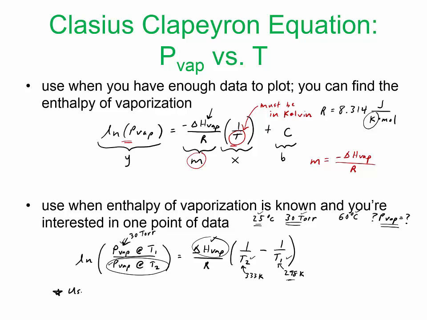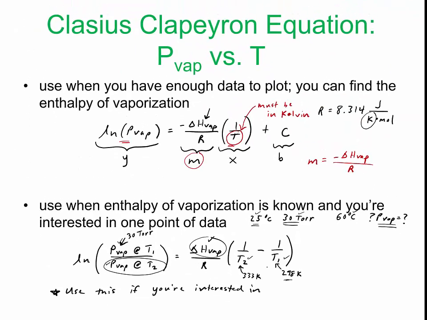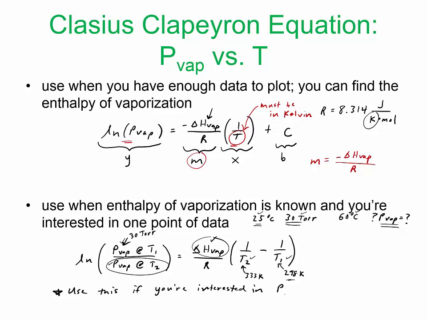So you would use this if you're interested in, usually, a vapor pressure at some second temperature, given that you know the vapor pressure of it at a different temperature.